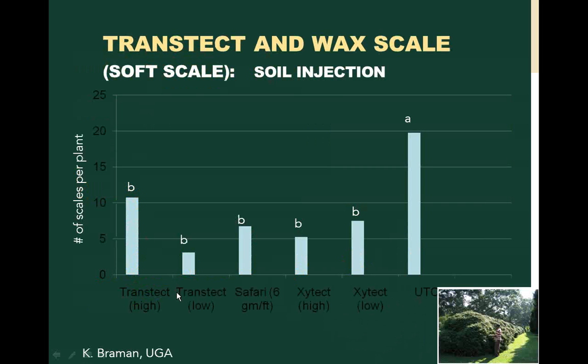Here's Transtec, which is Dinotefuran. And you can see over here on the far right, this is the untreated control. And this is measured in number of scales per plant. And you can see where Transtec at the high rate did fairly well, but even at the low rate, for some strange reason, it did better. Safari and Transtec are identical products. Zytec, again, here is the high rate, did a little bit better than the low rate. So you can see this works quite well for soft scale with soil injection.